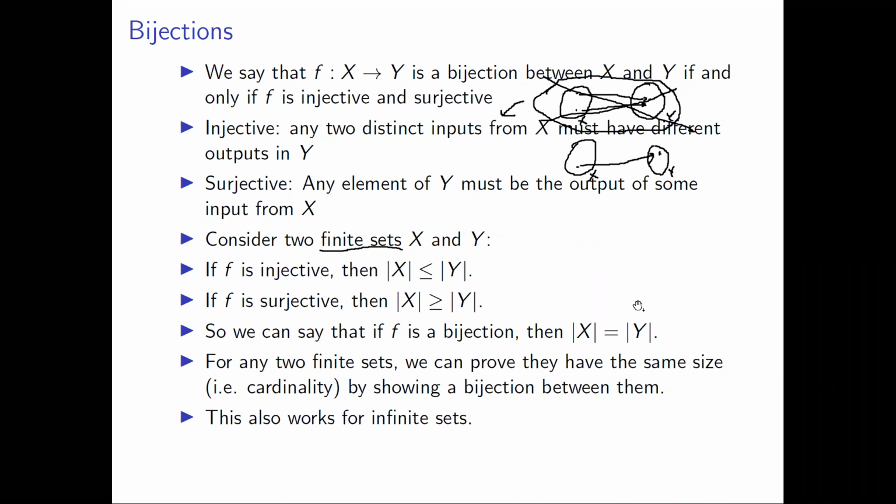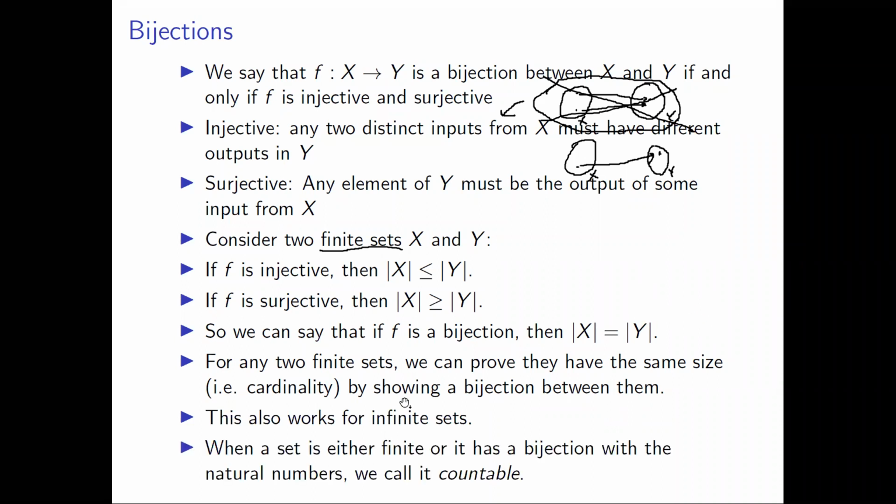So if you want to show any two sets have the same size, all you have to do is demonstrate that there is a bijection between them. And there's a special term I'll mention. We won't talk about a lot of terms today. We'll just talk about a few.